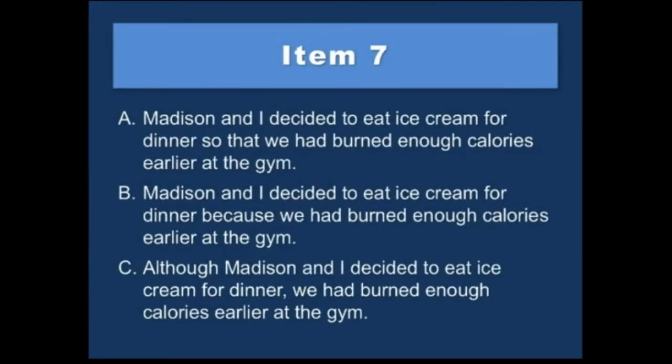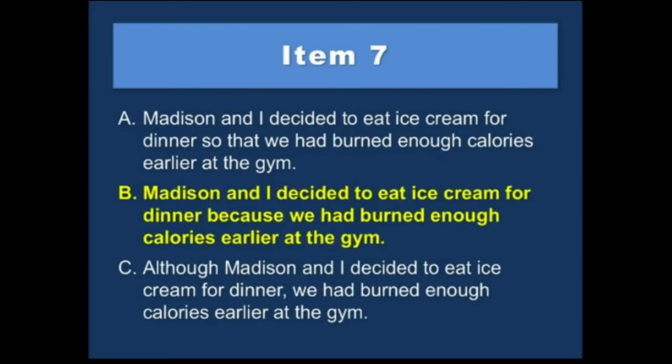Item 7. Which is the correct sentence? A. Madison and I decided to eat ice cream for dinner so that we had burned enough calories earlier at the gym. B. Madison and I decided to eat ice cream for dinner because we had burned enough calories earlier at the gym. C. Although Madison and I decided to eat ice cream for dinner, we had burned enough calories earlier at the gym. Letter B is correct. Again, we happen to have a subordinating clause at the end. Because we had burned enough calories earlier at the gym, that gives us reason for our main clause. Madison and I decided to eat ice cream for dinner.